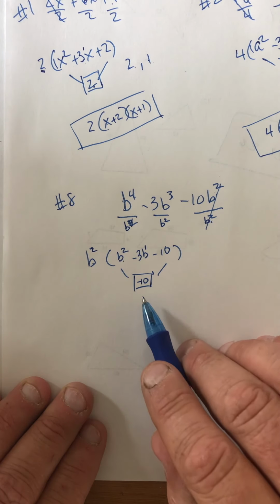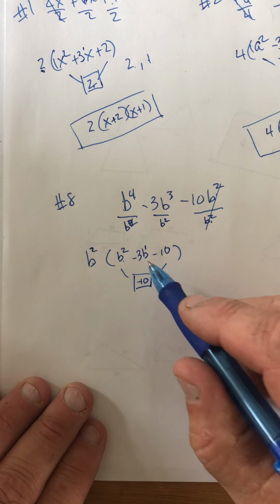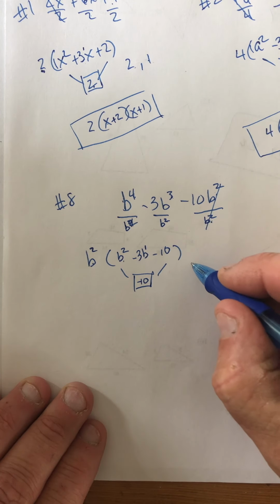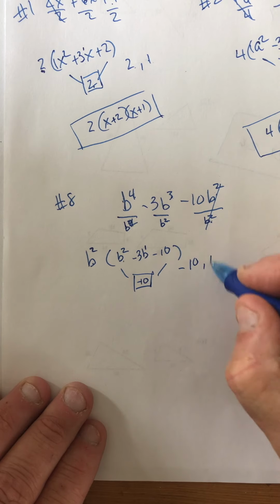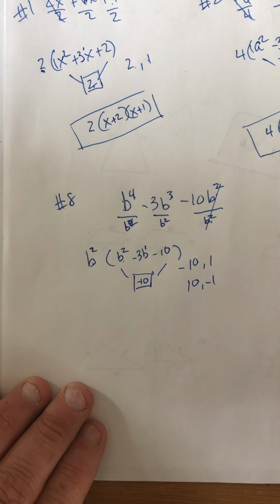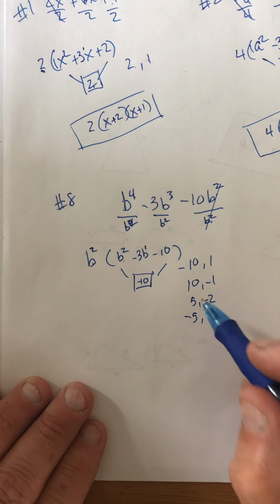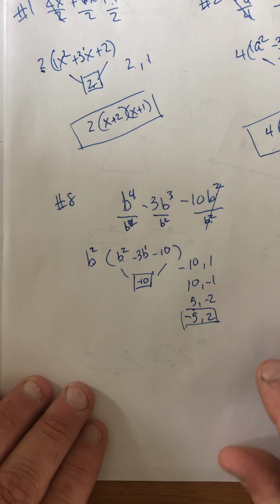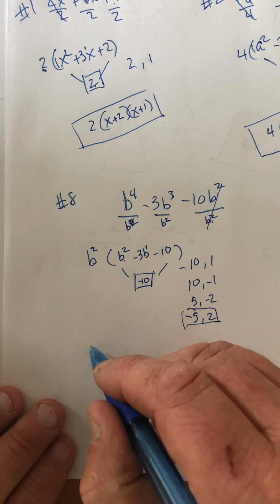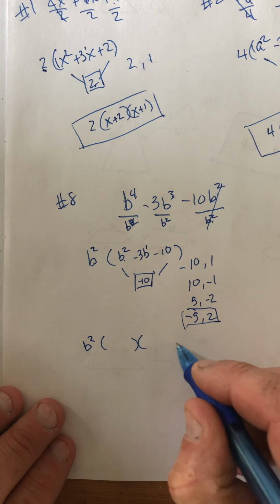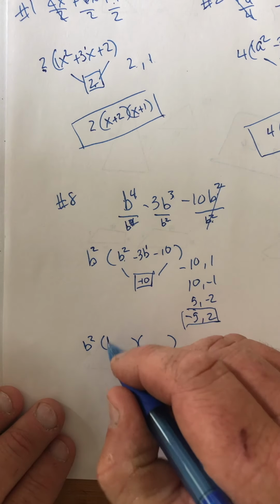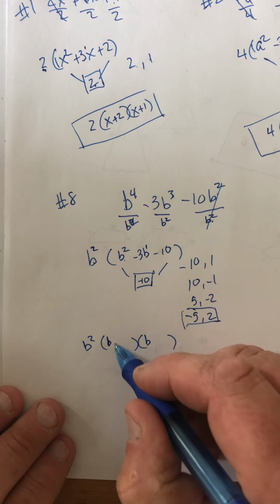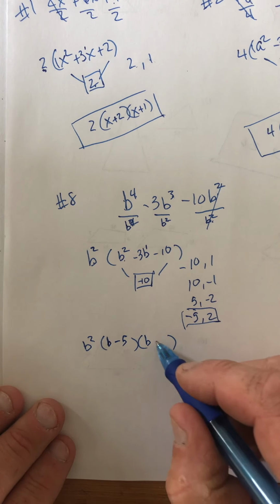What two numbers multiply to give me negative 10 that add up to negative 3? If I go through all my factors, I have negative 10 and a positive 1, positive 10 and a negative 1, positive 5 and a negative 2, and a negative 5 and a positive 2. Which of these adds up to negative 3? It's a negative 5 and a positive 2. Remember, when I write this, I cannot forget about that b squared. It's got to stay on the outside of the parentheses. And I have b and b, a negative 5 and a positive 2.